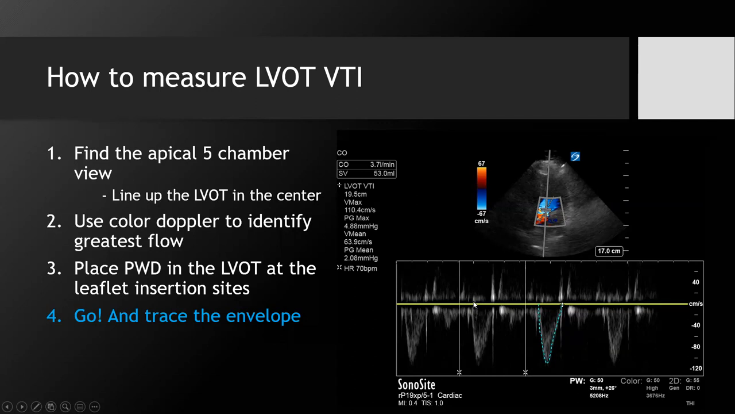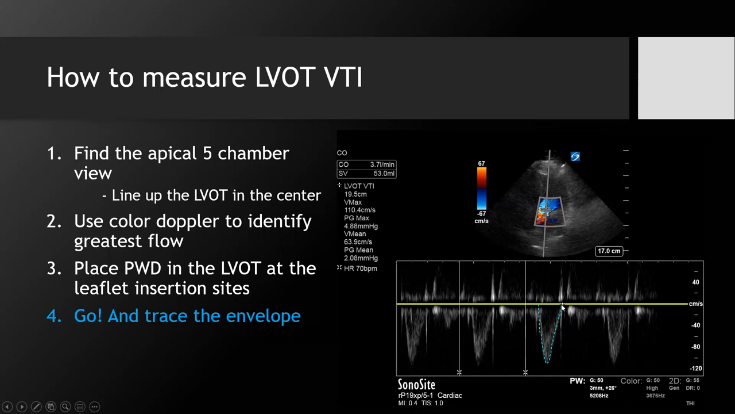Your clue that it started is when it shoots out. So you don't start here. Ignore these vertical lines, this was just for the machine to calculate the heart rate. When you want to start tracing is where the flow starts to shoot out directly. So you start here and you trace it down, and you come all the way down until the aortic valve closes. So this is a correct tracing.